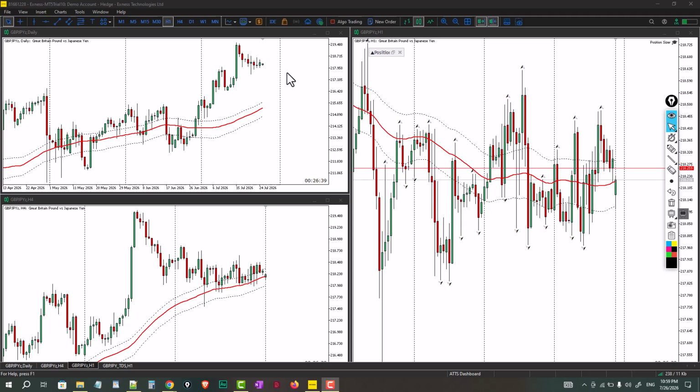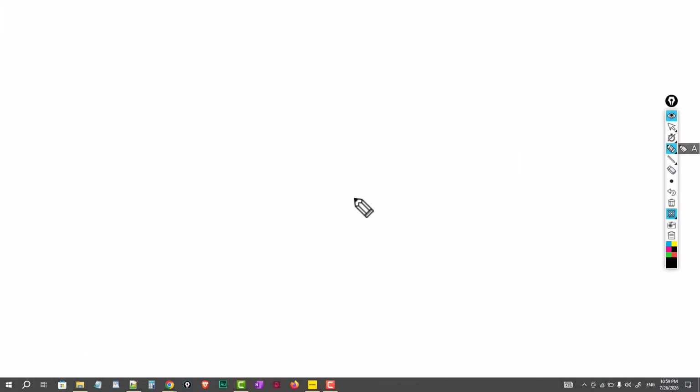So first things first, what exactly is forward testing? To explain that to you, we'll need to go to the whiteboard. Let me quickly pick my pen. So, forward testing. What exactly is forward testing?